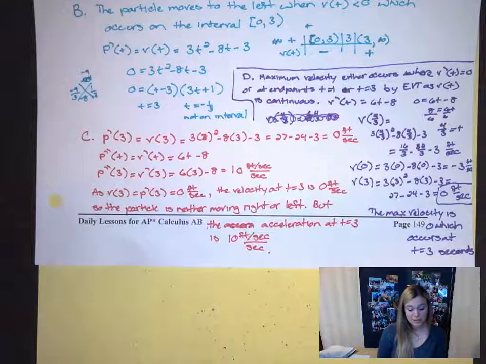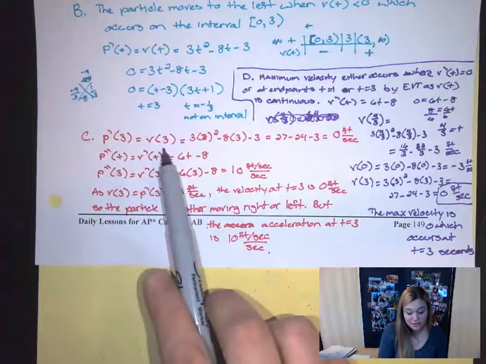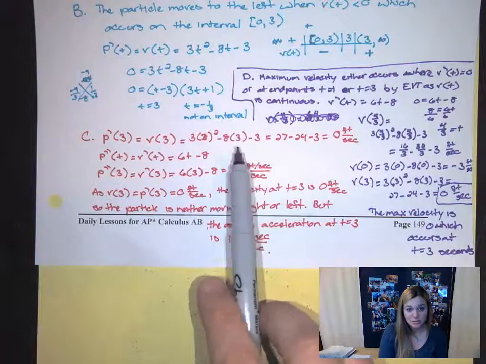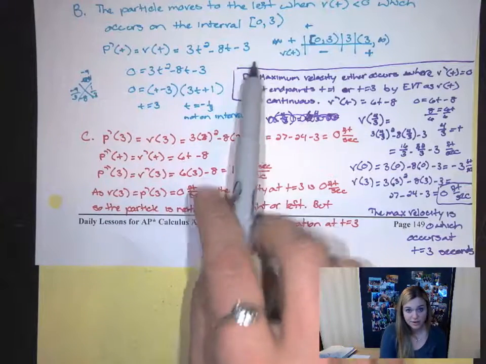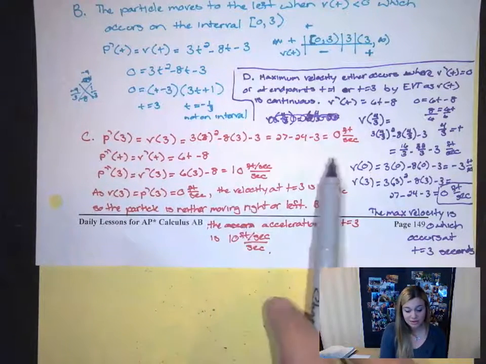P prime of 3 is equal to v of 3, and we already found velocity before, so now it's just a matter of substituting in. So it was this function right here. Substituting in, and we find the velocity at 3 is 0 feet per second.